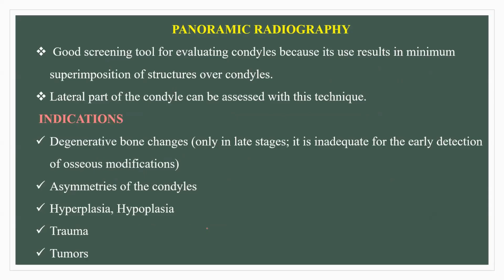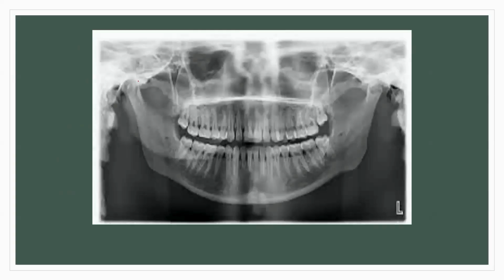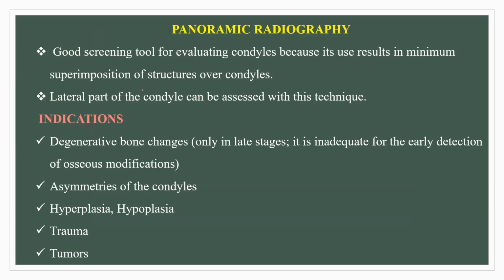Coming to the panoramic radiography, that is a good screening tool for evaluating the condyles because it results in minimum superimposition of the structures over the condyles. Okay, it is a good screening tool and the lateral part of the condyle can be assessed with this technique. So you can see over here, this is the image. You get to compare both the sides. You can see if there's any fracture. Okay, all that can be seen. And also you get to see the lateral aspect of the condyle.